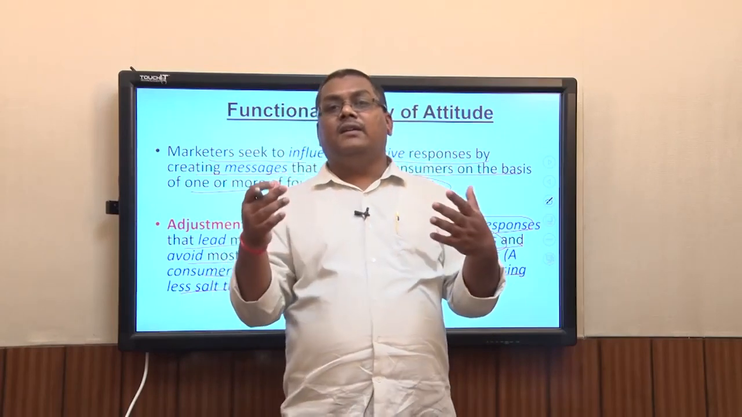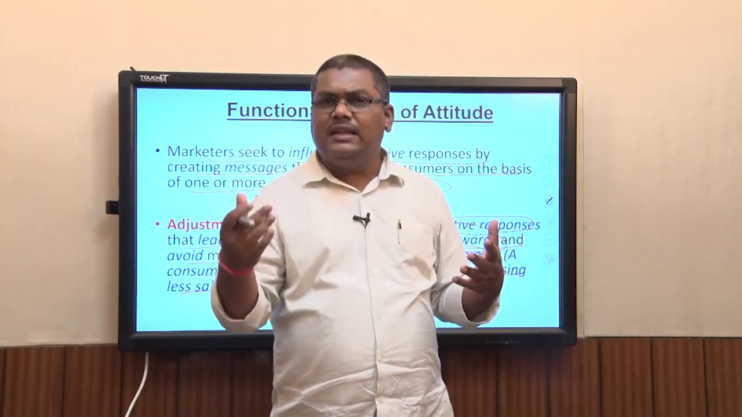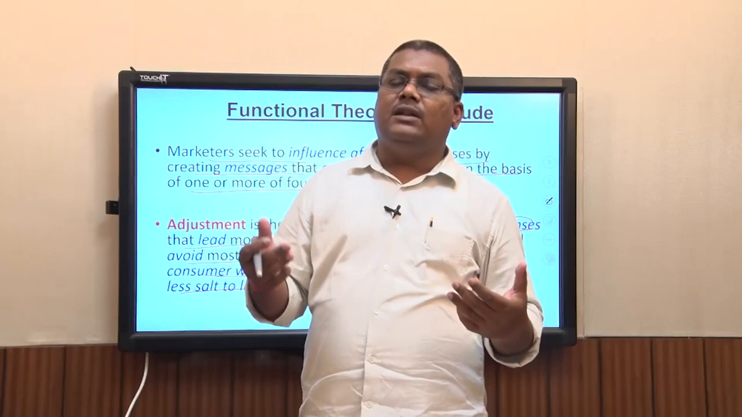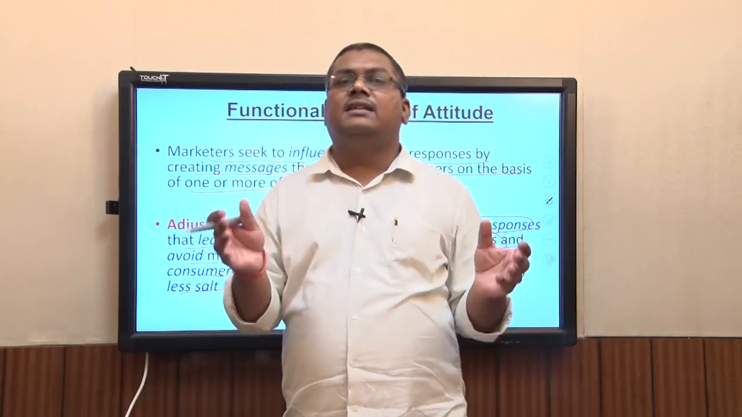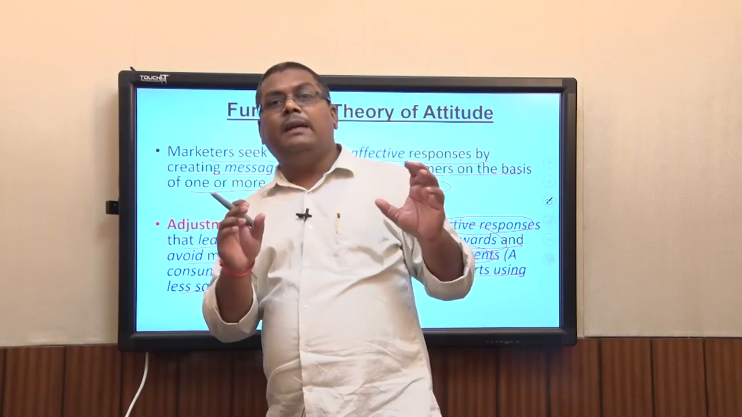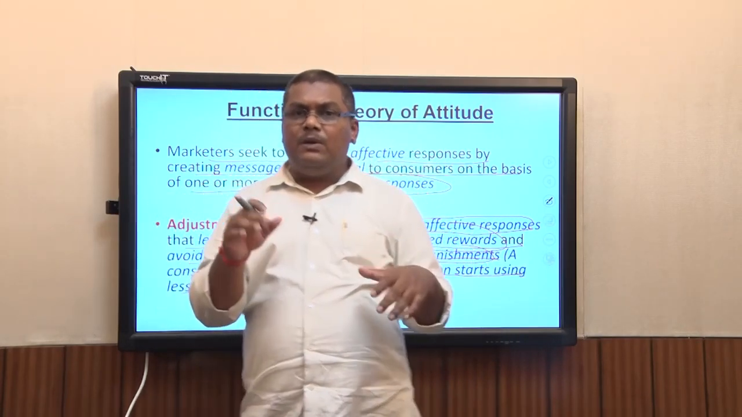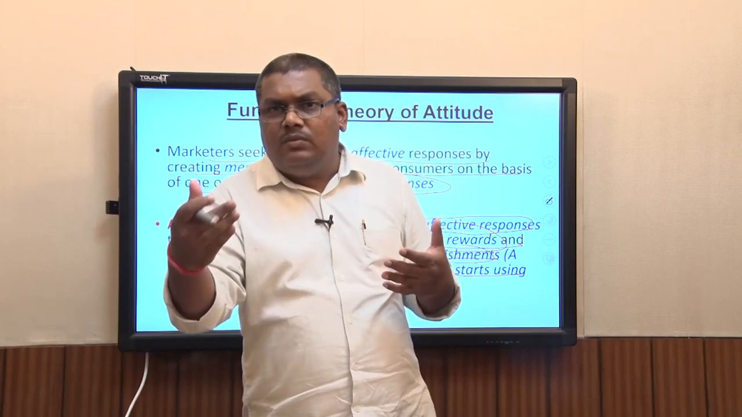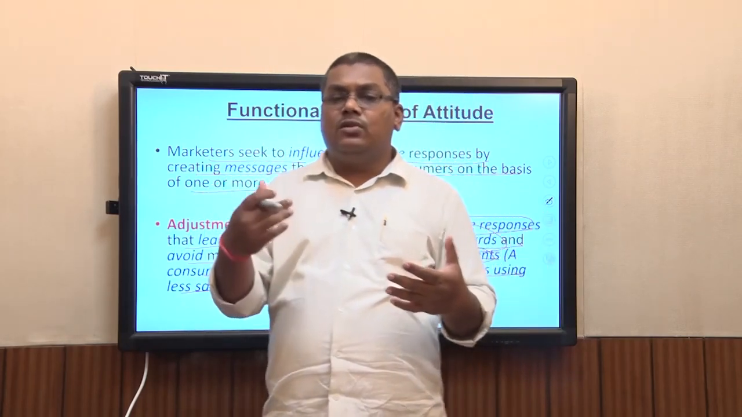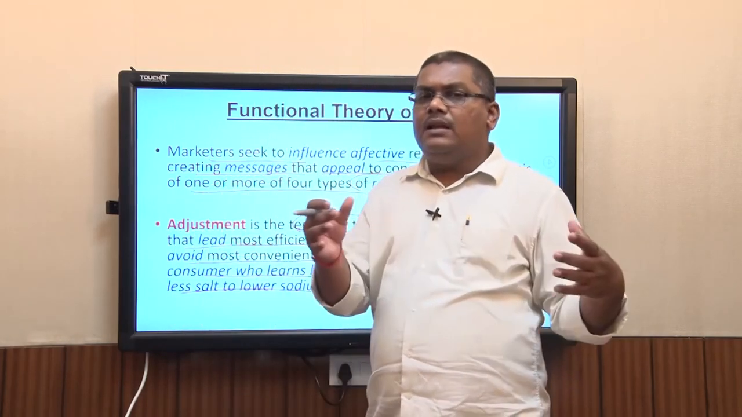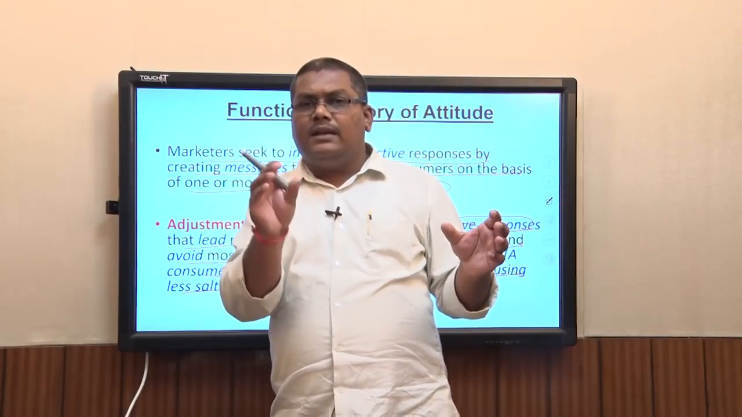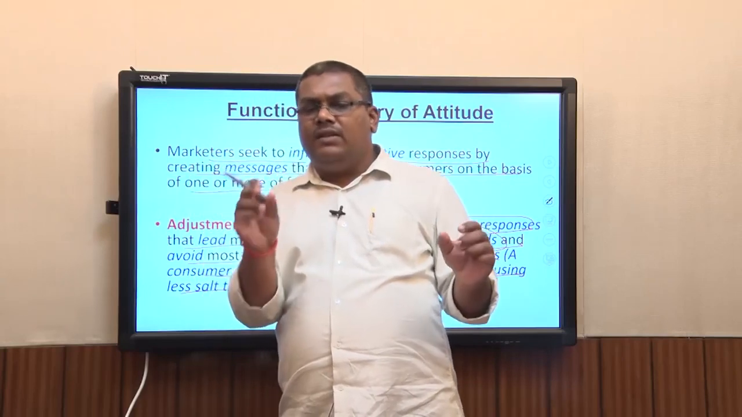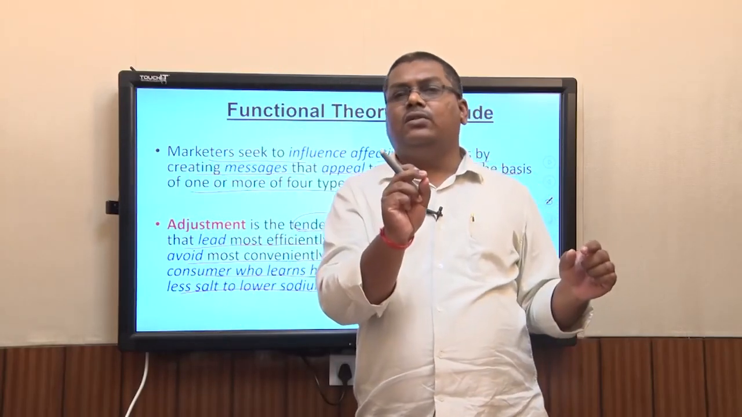Or defining a sweet in such a way that people, even diabetic people, can use it. Coming up with Ben and Jerry's or Häagen-Dazs ice cream for the diabetics, right? Where even people who are diabetics can consume these sweets. So that way, adjustment. We can create a product. We can create an attitude about the product by coming up with a new product which creates a favorable attitude towards the product.